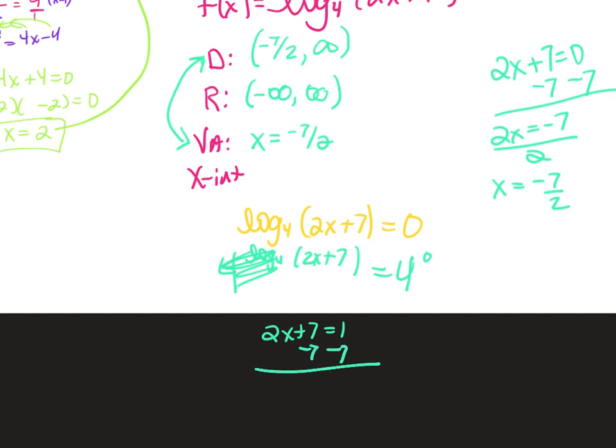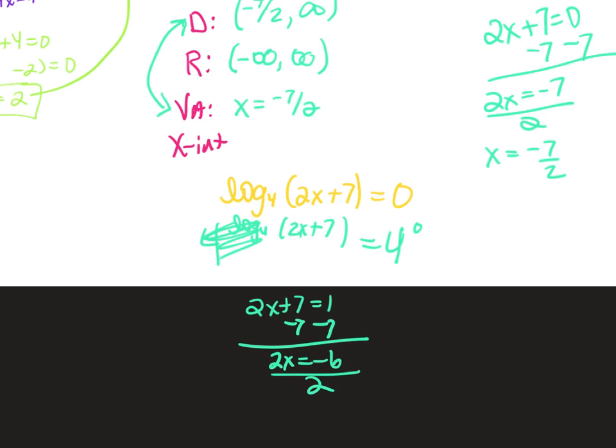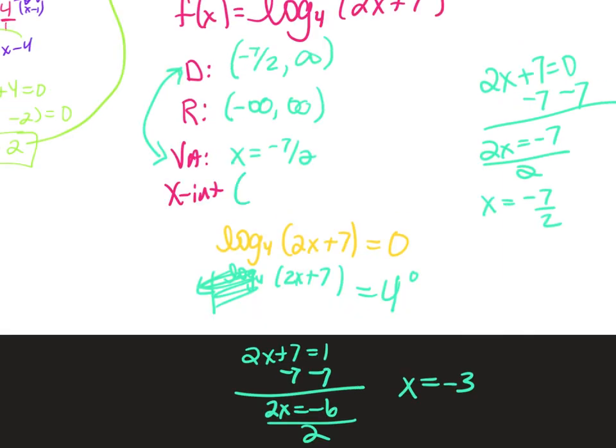Subtract 7 from both sides. You get 2x equals negative 6. Divide by 2, and x equals negative 3. So your ordered pair, your x-intercept would be negative 3, 0.